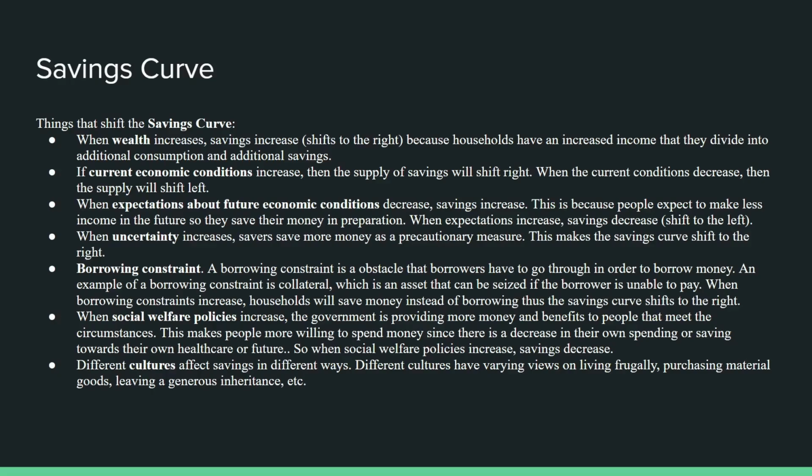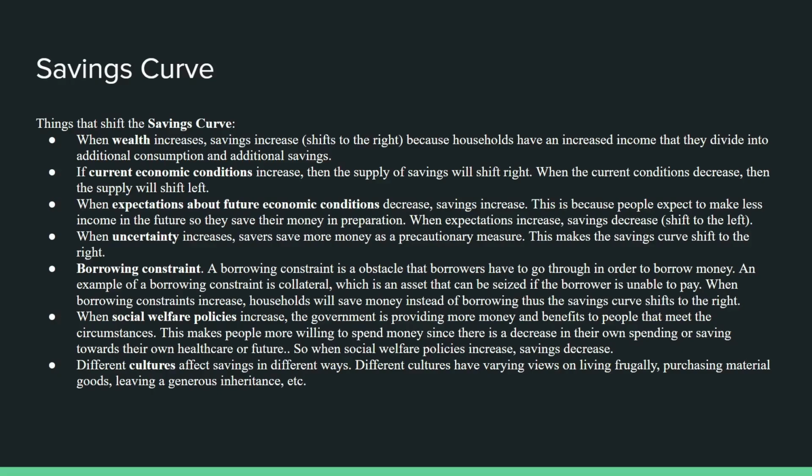Borrowing constraint. A borrowing constraint is an obstacle that borrowers have to go through in order to borrow money. An example of a borrowing constraint is collateral, which is an asset that can be seized if the borrower is unable to pay. When borrowing constraints increase, households will save money instead of borrowing, thus the savings curve shifts to the right.